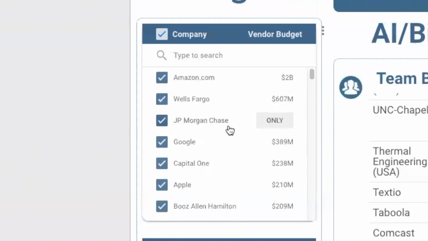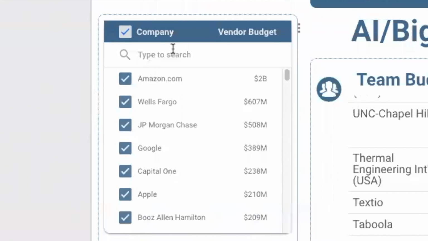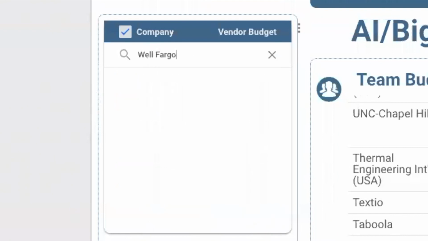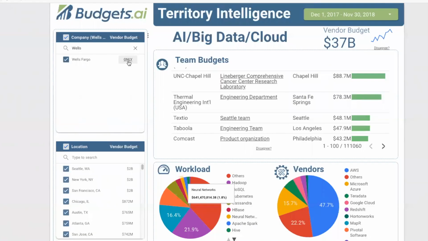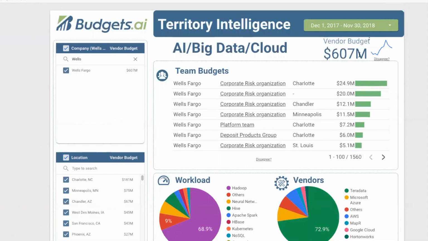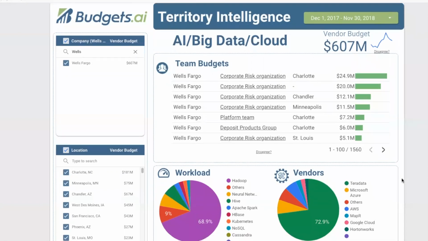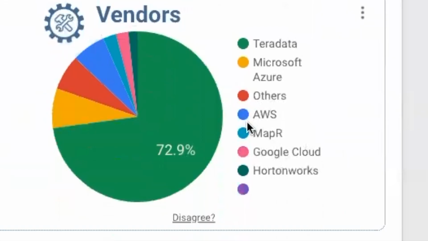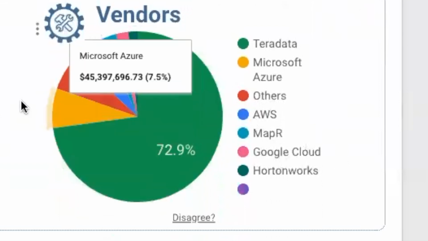So now coming to companies, Wells Fargo has spent about 600 million last year, followed by JP Morgan, and then you'll see the other vendors. Now, if you are going after large accounts, what you need is just type in your account. So say if you own Wells Fargo and you want to see what's going on, Wells Fargo 607. Now we click on that, and you should be able to see the details of this $607 million. So $607 million over 1 year. Surprisingly, it's not AWS, but a big amount is being spent on Teradata.